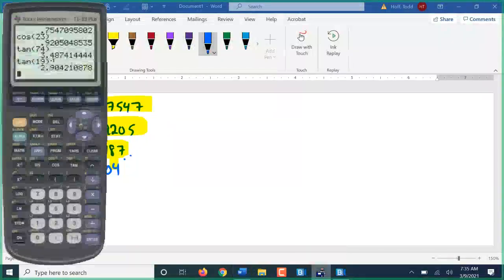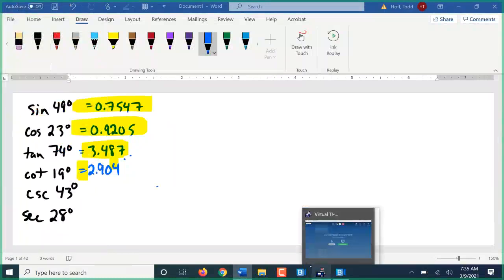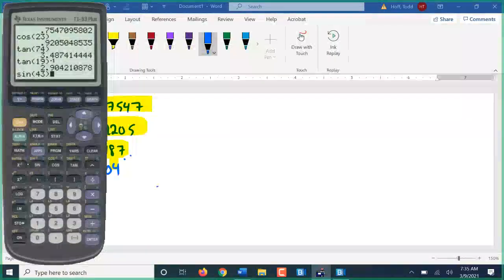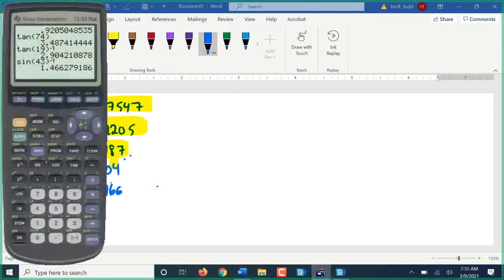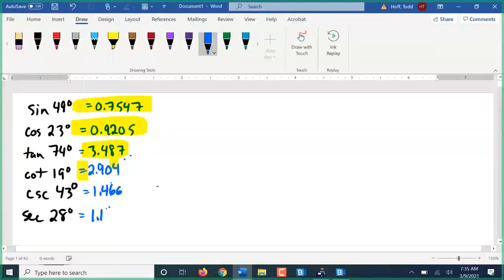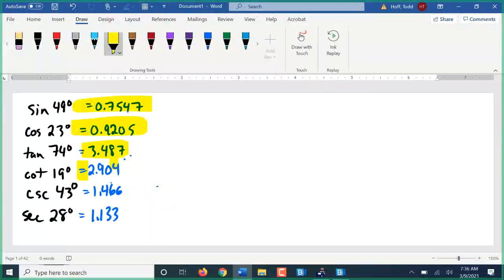Cosecant, remember that goes with sine. So that's the sine of 43 degrees. Again, we close the parentheses and hit the x negative 1. 1.466. And secant goes with cosine. So it's cosine of 28. Close the parentheses and then hit that reciprocal. 1.133. And again, since cosecant and secant are reciprocals of the sine and cosine, it makes sense that their values always have to be either less than -1 or more than +1.